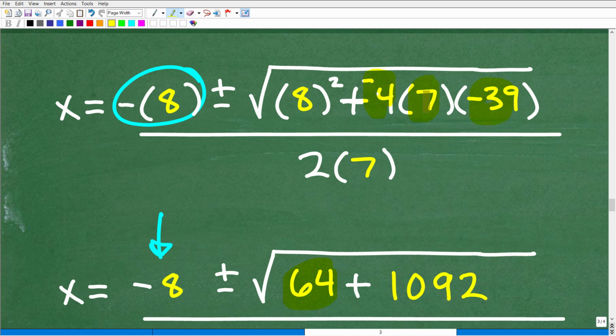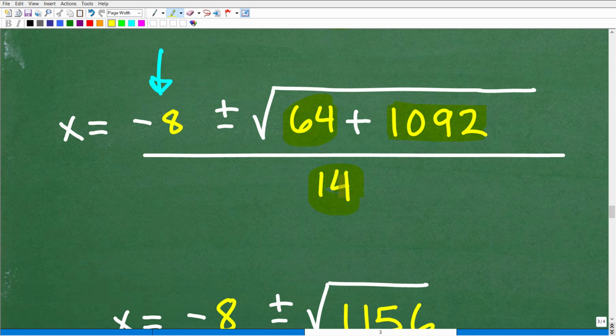What's a negative times a positive times a negative? This whole thing is going to be positive. So instead of just trying to think of the signs, just tell yourself, oh, this is negative times positive, that's going to be a negative, negative times negative, positive. So just take 4 times 7 times 39, and feel free to use your calculator. You're going to come up with 1092, and then 2 times 7. That is pretty easy to figure out. That, of course, will be 14.